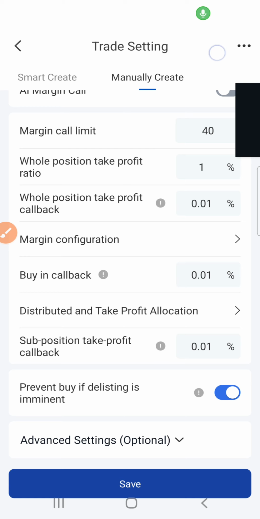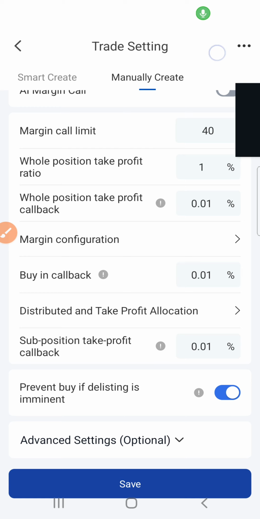And remember, the callback cannot be bigger than the drop. You can't have a drop of -1 and a callback of 2 or 1.5. That one is an abnormal setting. The robot will not respond to that. So be conscious of that also.